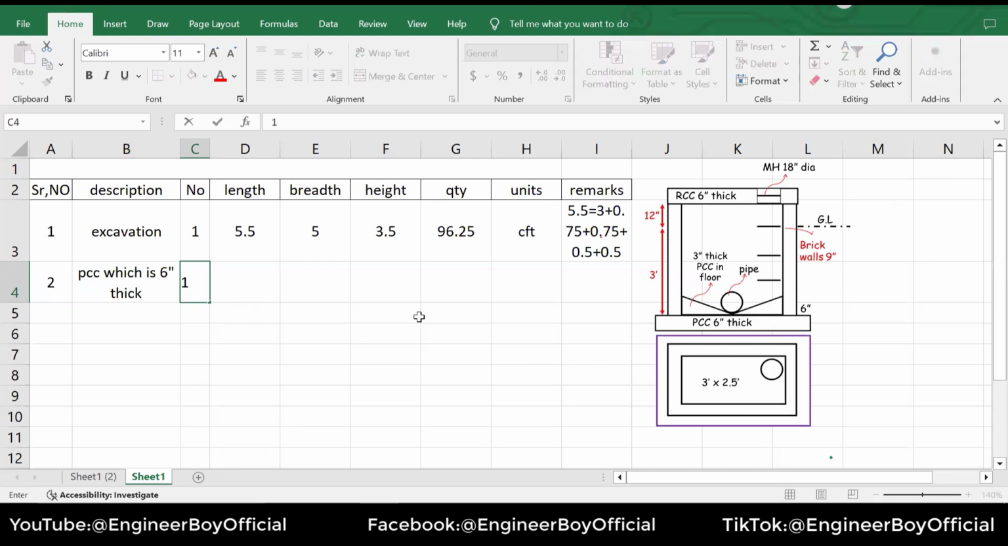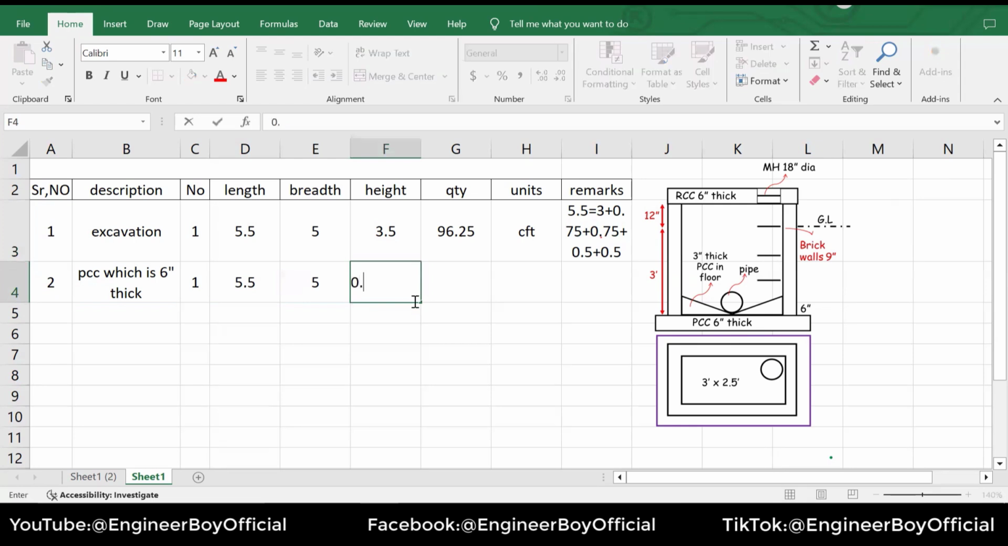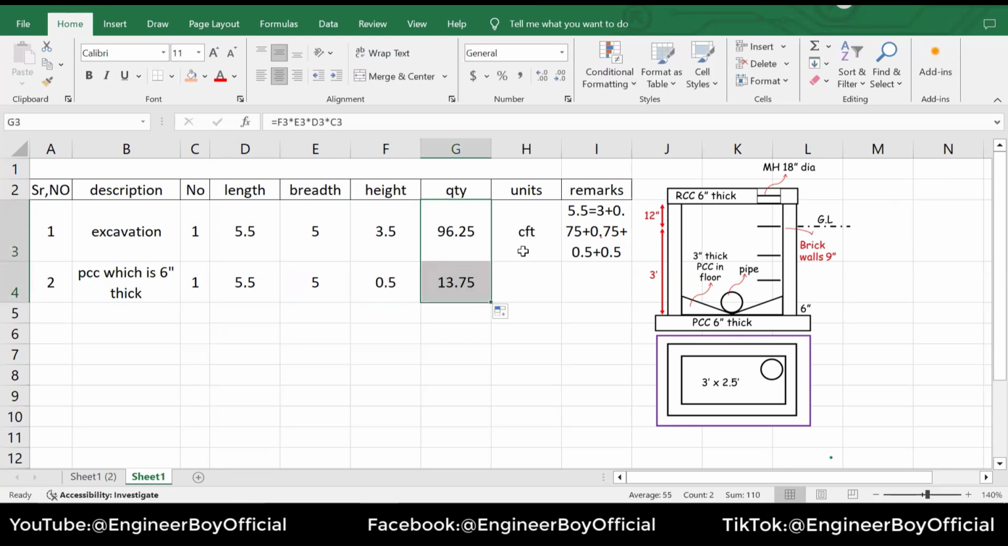Okay, the manhole is just 1. The length will be just the same thing for the same PCC, because what we have actually dug in excavation, in the same area we will actually provide PCC. So PCC pavement can be just placed over there. It can be just the same. However, the thickness can be different. As you can see, that is only 6 inches. Okay, so it means 0.5 only. And let me just drag the formula for the same cells. So 13.75, that is just the PCC work.